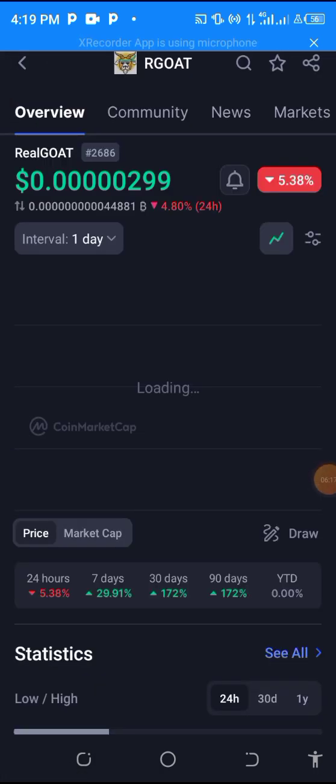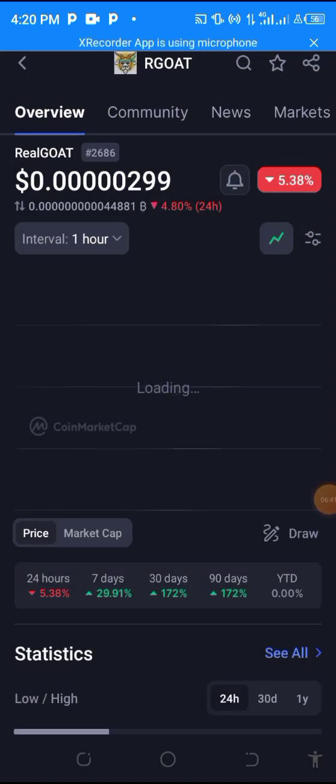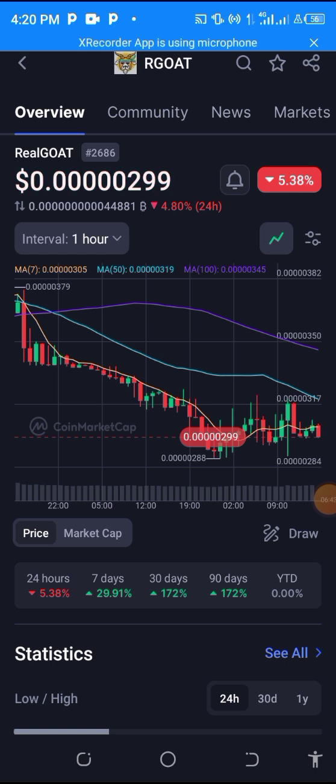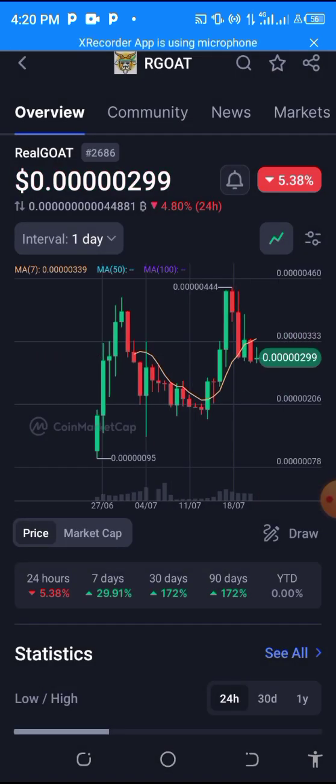All right, this is the Arrow Goat, and for the past 1 day now, it has been doing well. The candles have been really bullish. If you purchase this coin, this is not financial advice, it has the probability of increasing in price, because this looks a little bit bullish.